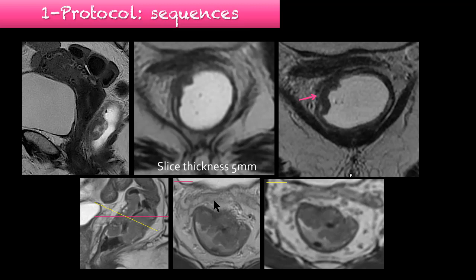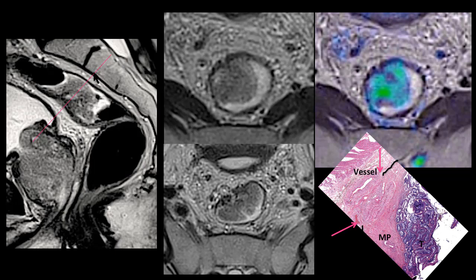So great protocol, great report. As in this example, you do a perfectly perpendicular axial sequence with thin section, and you see perfectly the anatomy of the muscularis propria and the tumor. You can even fuse with the diffusion, and as you see here, you have this nice polypoid lesion with this vessel feeding the lesion, as you can see here on the correlation.